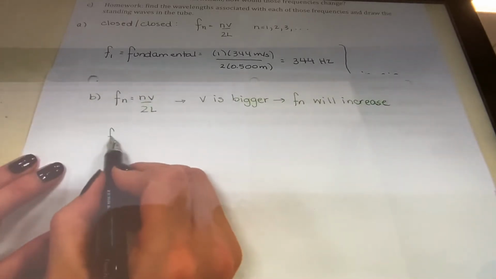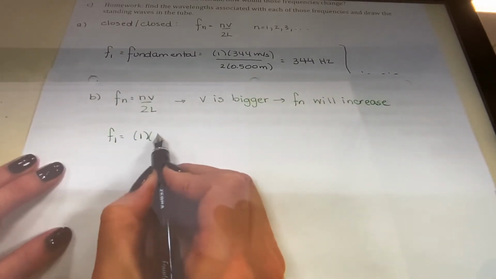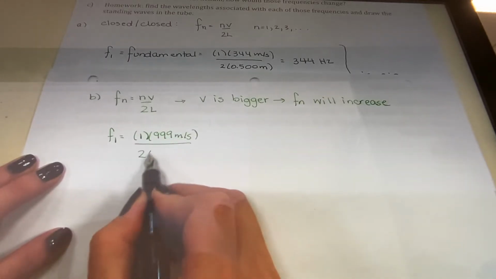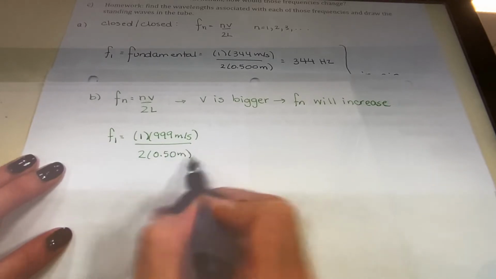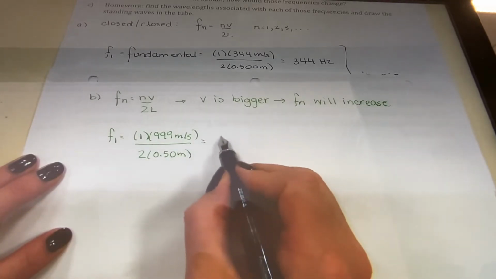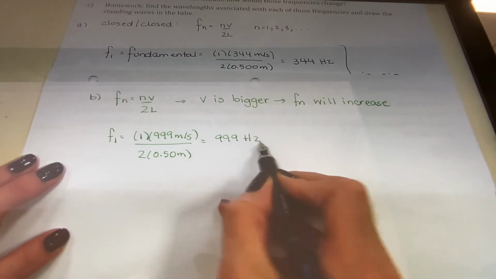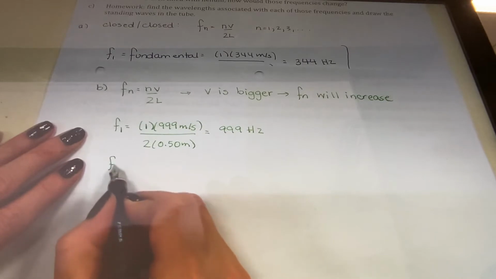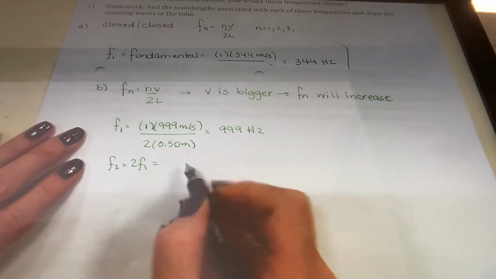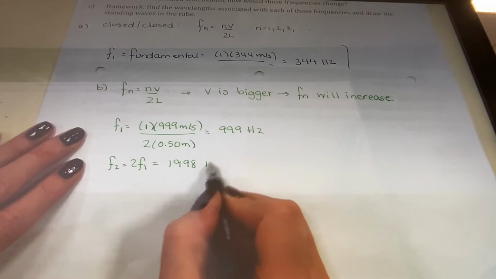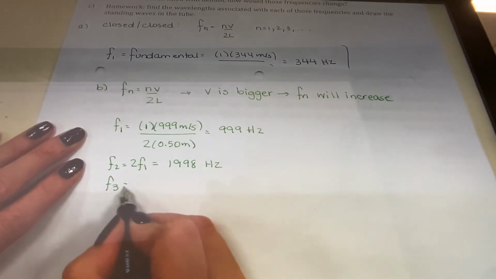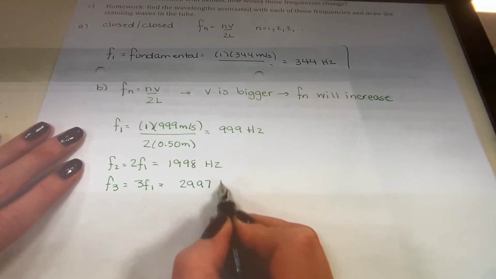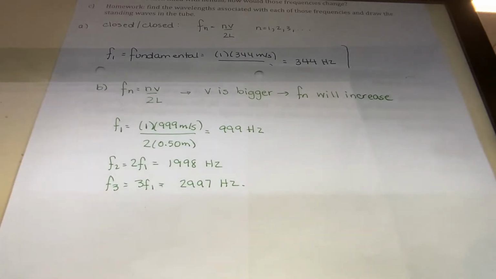So our fundamental frequency F1 is 1 times 999 meters per second divided by 2 times 0.5 meters. Gives us a frequency of 999 hertz. So that frequency is bigger as we anticipated. F2 is twice F1 equals 1998 hertz. And F3 is 3F1 equals 2997 hertz. Okay, so those are our frequencies.